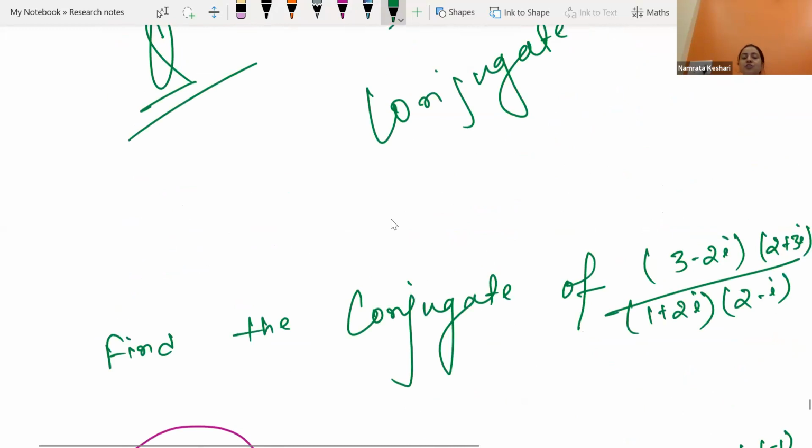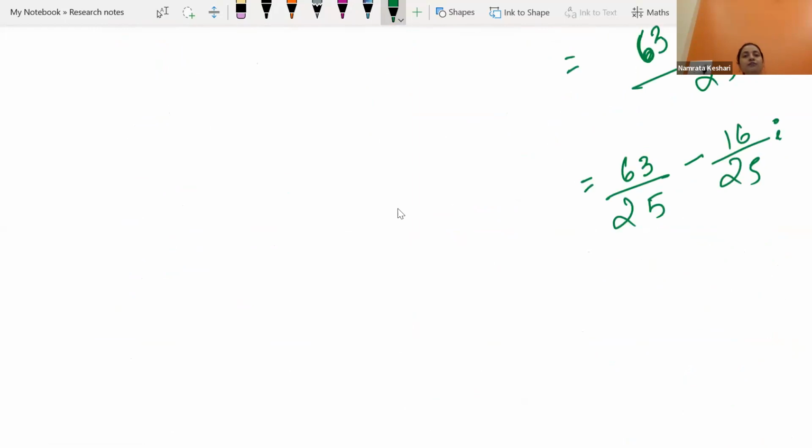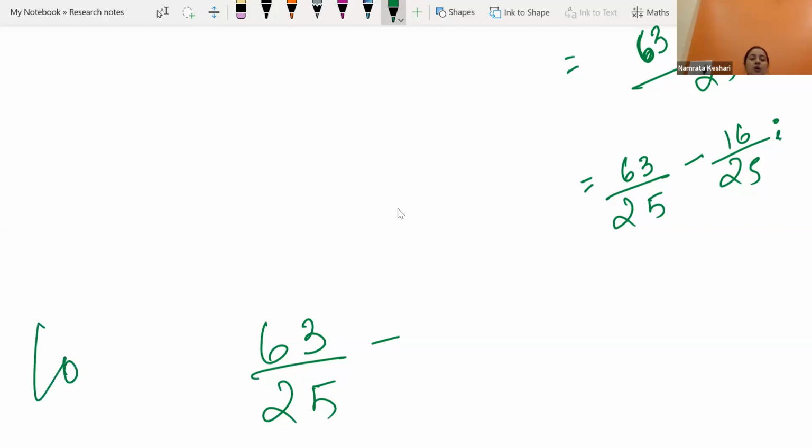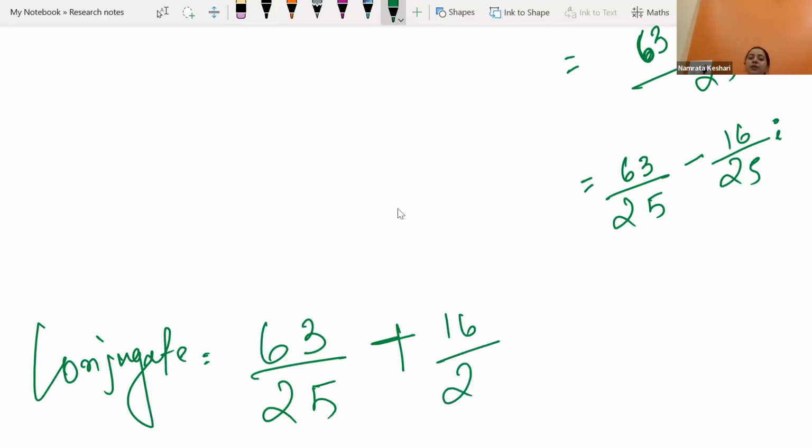We understand the conjugate of a plus ib will be a minus ib, or we understood that every time while finding the conjugate we have to replace i with minus i. So let's find the conjugate. 63 by 25 minus, in place of i we write minus i. So what will the conjugate be? 63 plus 16 by 25 i. Is it so? Yes or no, Ali and Alina?